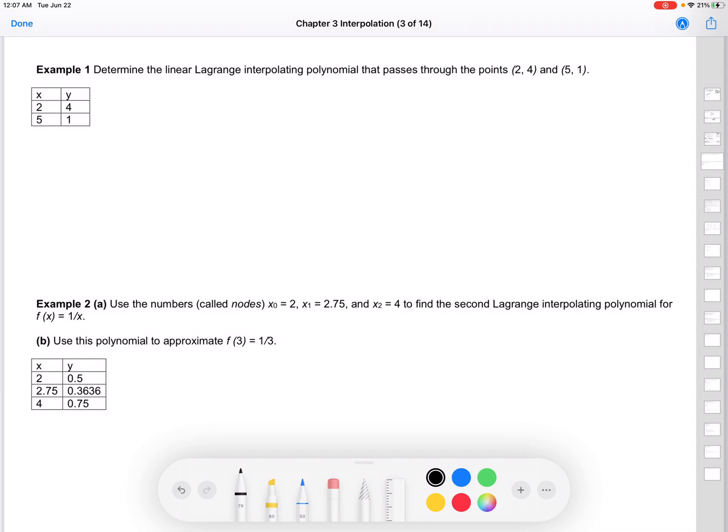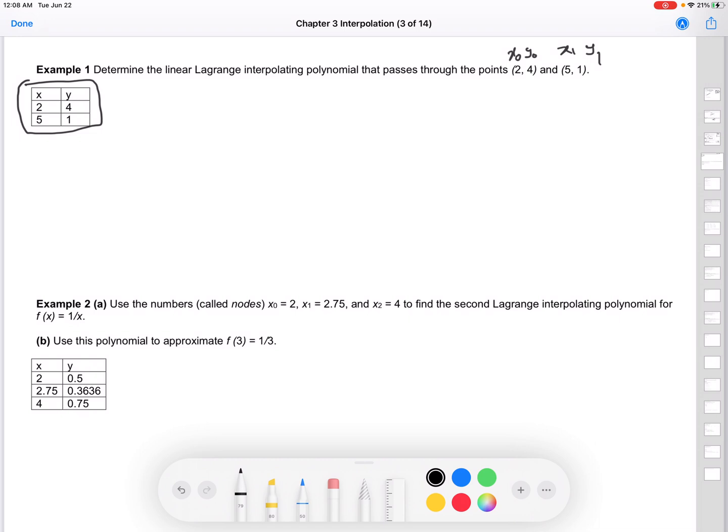So let me show you for this specific problem. We have to determine the linear Lagrange interpolating polynomial that passes through the first point 2, 4. So my x0 and y0 is this one, and x1, y1 is the second point. It can also be given as a table: x, y are 2, 4, and 5, 1, right?